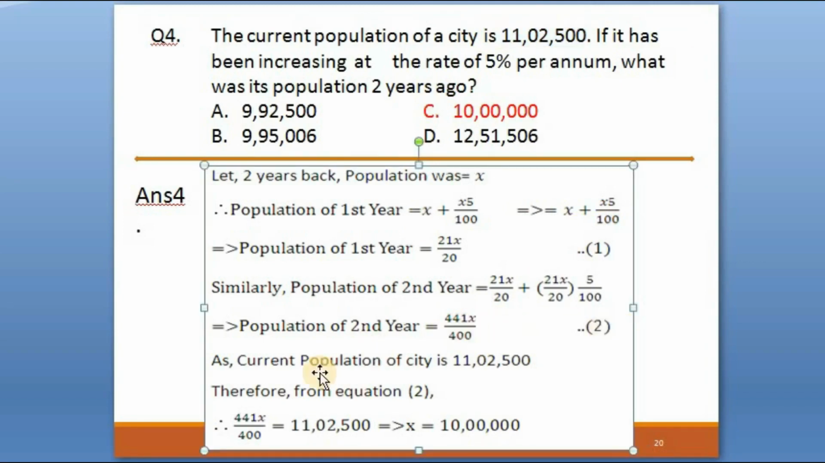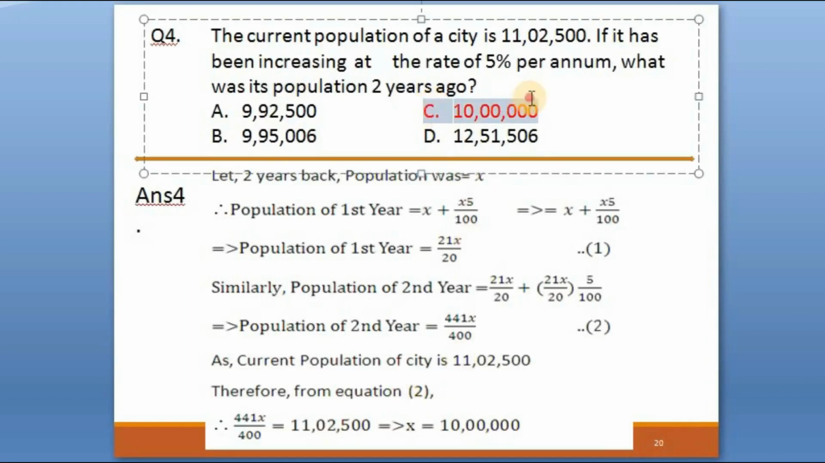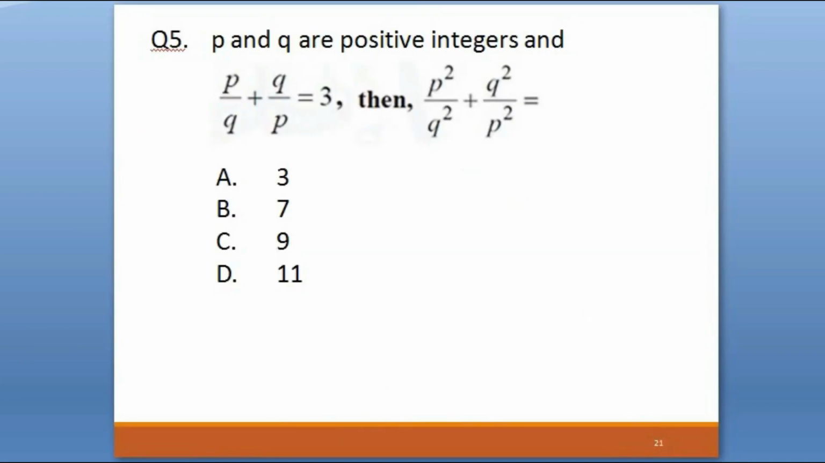441x divided by 400 is equal to 11,02,500. So from this equation, by simplification, we will get the value of x as 10 lakhs. So 10 lakhs was the population 2 years back. So out of these options, C is the right answer, right? Now let's move to the next question. P and Q are positive integers, and P by Q plus Q by P is equal to 3.